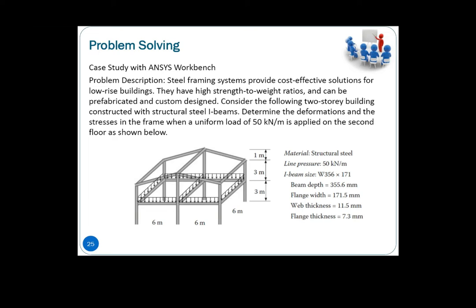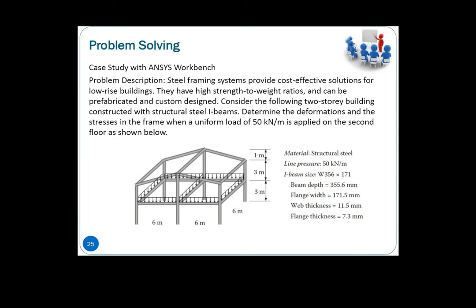So we let the software do it. What we have learned in the theory parts, we try to apply in software using ANSYS Workbench, to see how we solve these particular problems. So that is a frame problem basically representing a low-rise building. Here is a two-story building with structural I-beams. We have to determine the deformation and the stress if you have a uniform distributed load of 50 kilonewton per meter applied at the second floor, as you have seen here.